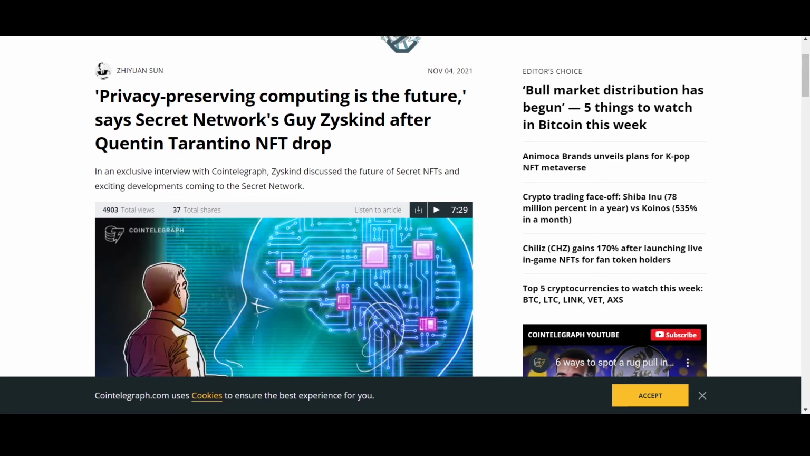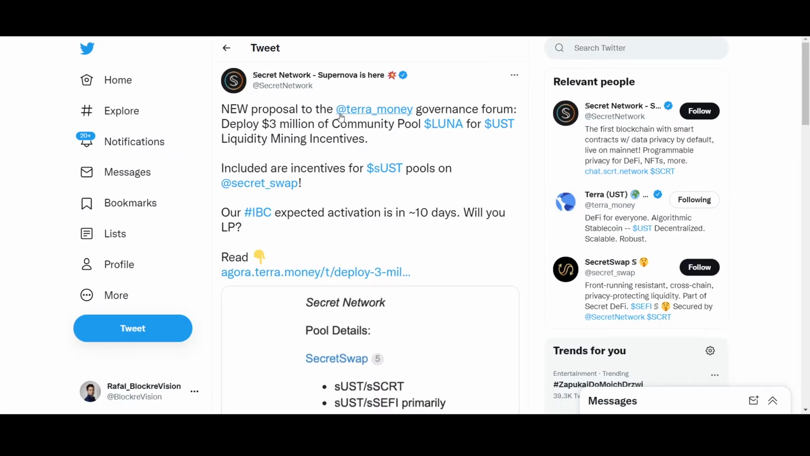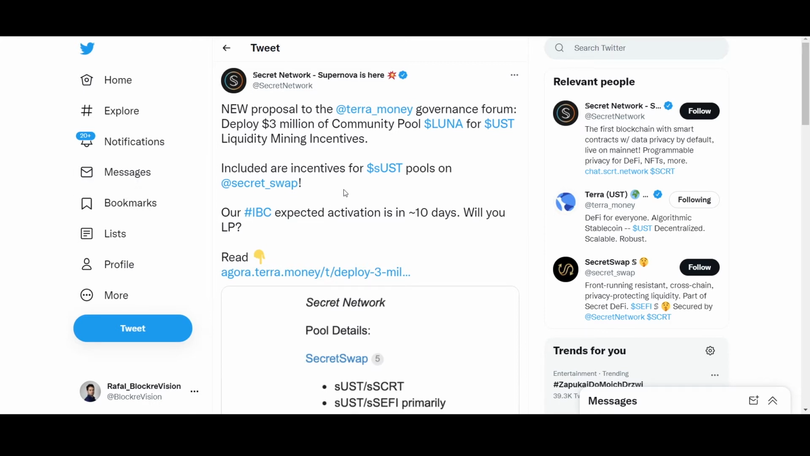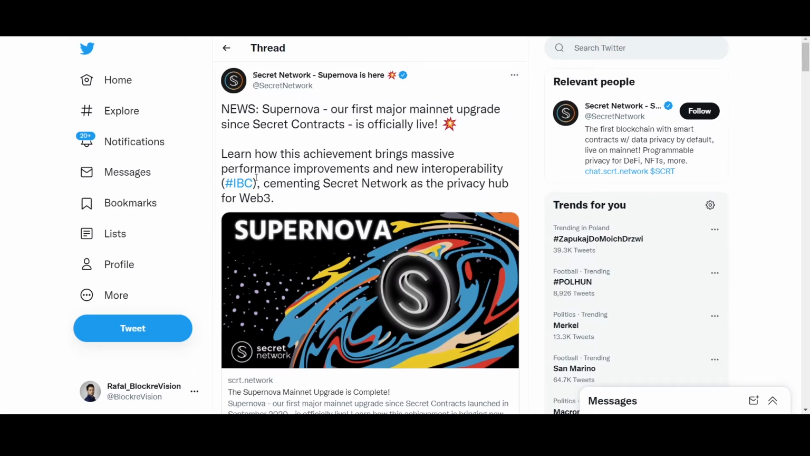Let's have a look at other things from the fundamentals of the project right now. Recently we've seen a new proposal to the Terra Money Governance Forum with some incentives for SUST pools on SecretSwap. It's one of the events that precedes the IBC launch, and lots of features regarding this launch. IBC is one of the features that will bring improvements and new interoperability, cementing Secret Network as the privacy hub for Web3.